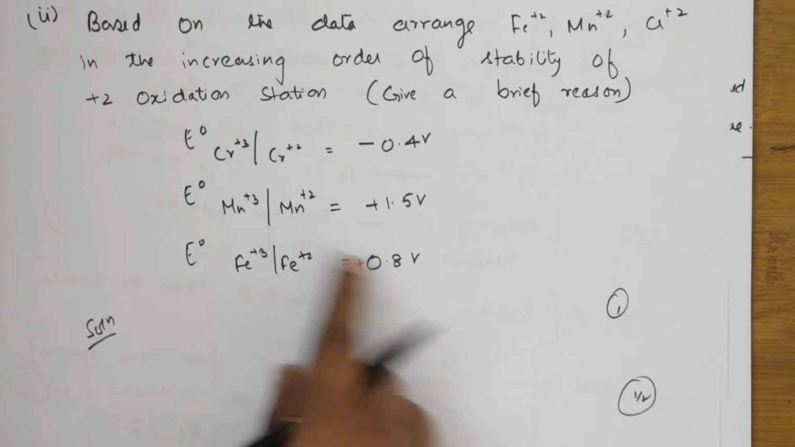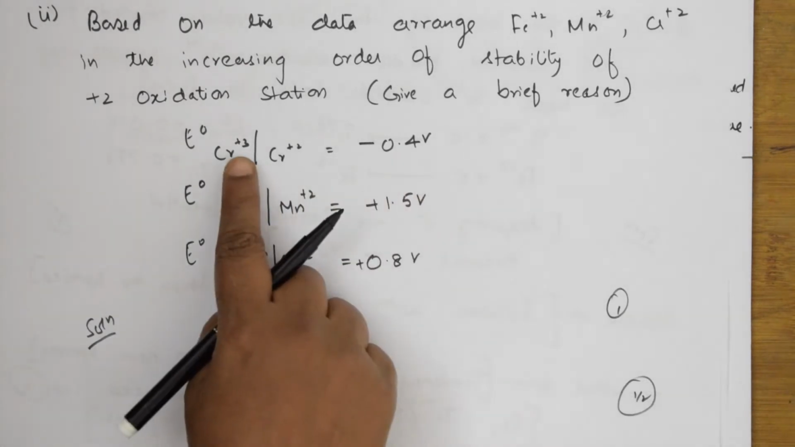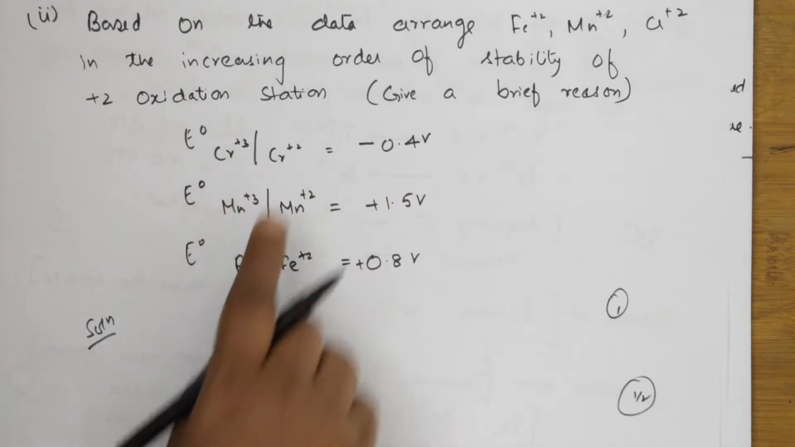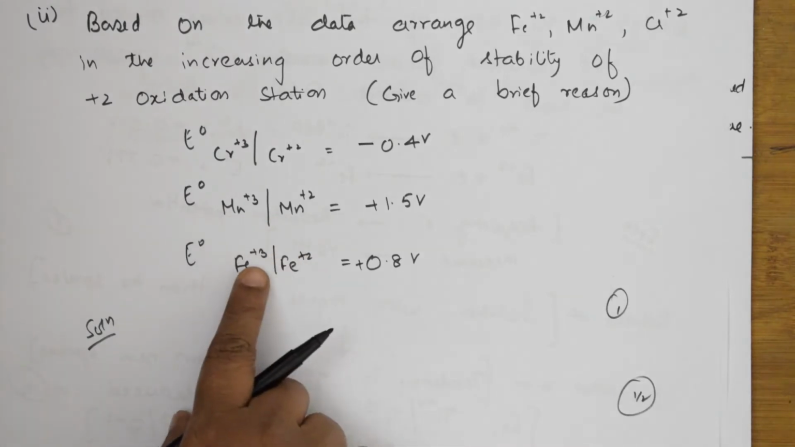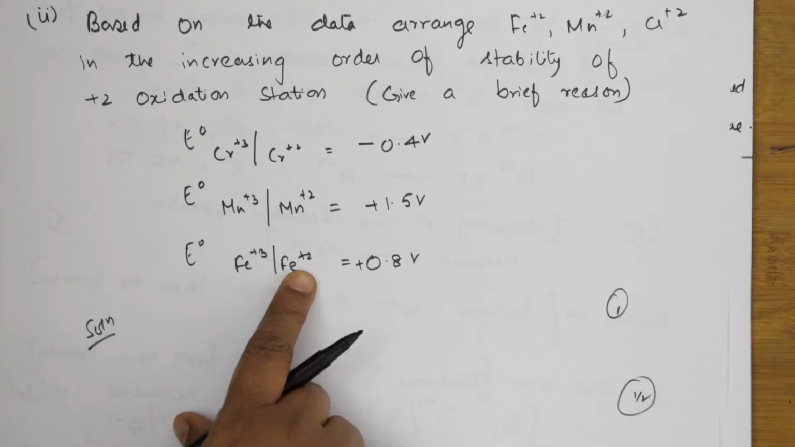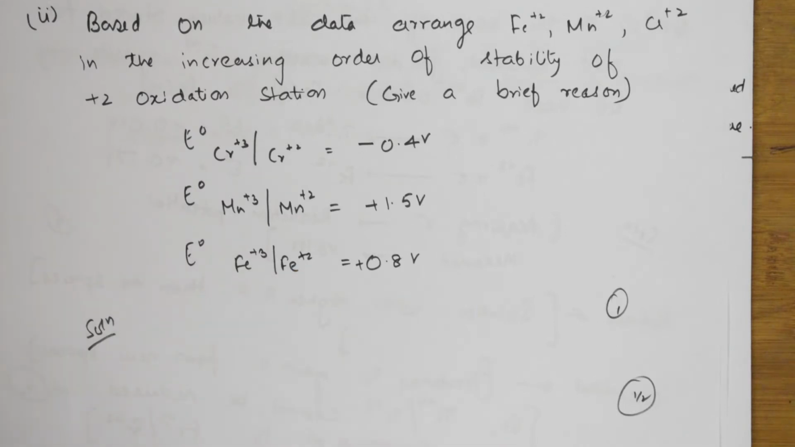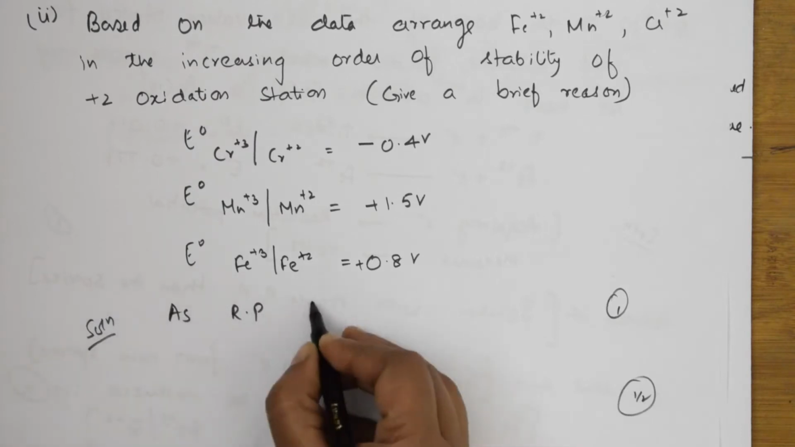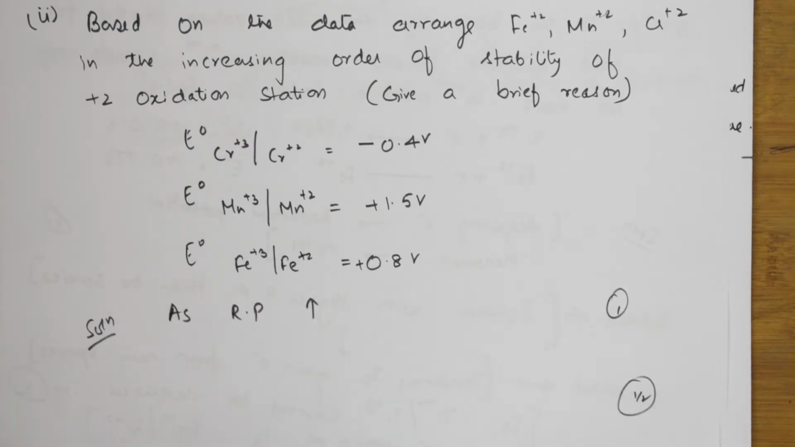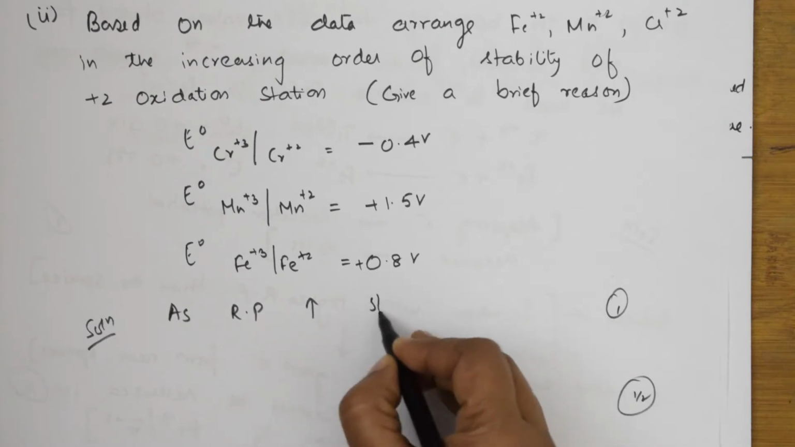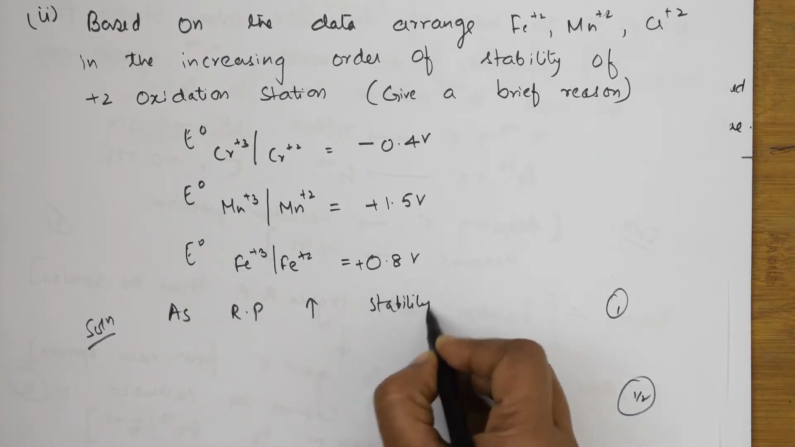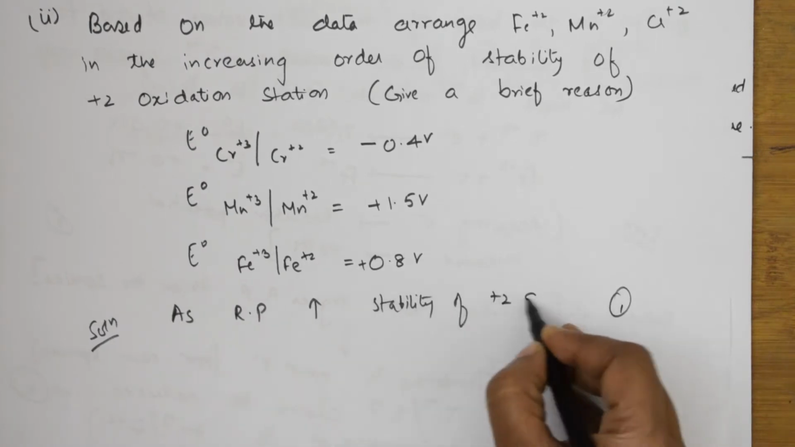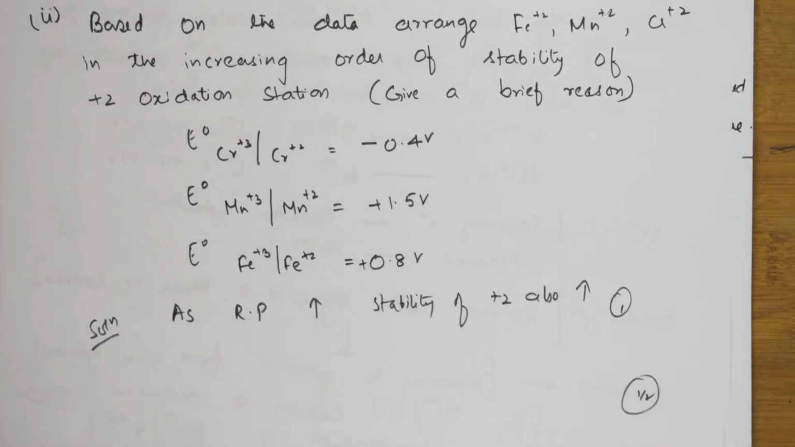Whenever there is a reduction potential, why is it reduction potential? From Cr plus 3 it's gaining an electron, Mn plus 3 gaining an electron, Fe plus 3 to plus 2 it is gaining an electron. So gaining an electron is nothing but reduction potential. So remember, as the reduction potential increases, what will happen? The stability of plus 2 also increases. Correct. Now let us write the order.